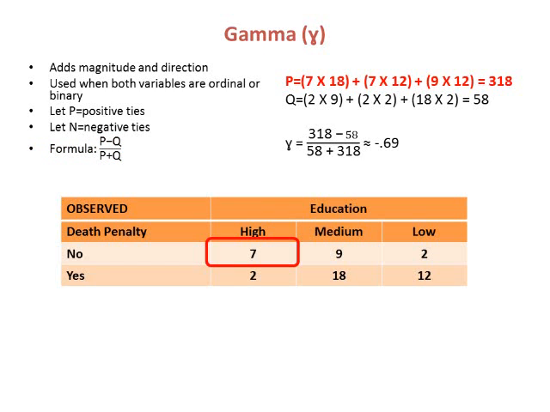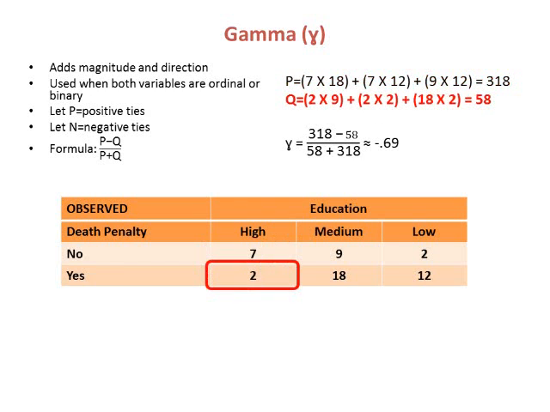Let P be the number of positive ties. Here all the positive ties are calculated. We start with the cell no for death penalty and high for education. Thinking of high as the low value seems strange, but behind the label high there is a value of 1. Medium has a value of 2, and low has a value of 3. No high is positively tied to yes medium and yes low, and no medium is tied to yes low. Let Q be the number of negative ties. We start with the cell yes high and work our way across again.